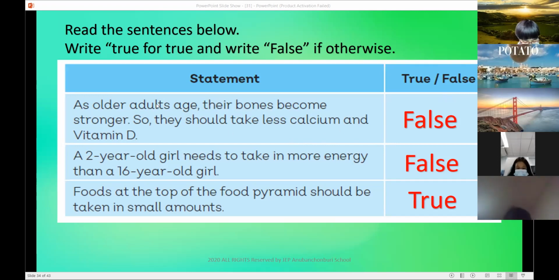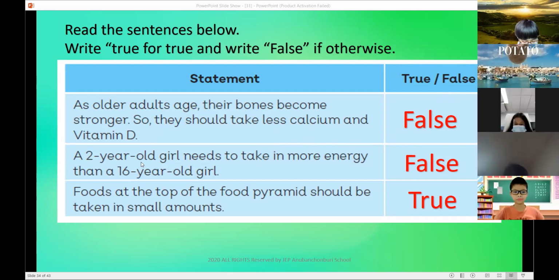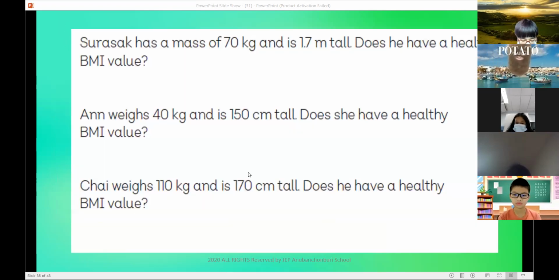As older adults age, their bones become stronger. So they should take less calcium and vitamin D. I will include this one in the quiz next week as well. So it's false, and true. A 2-year-old girl needs to take in more energy than a 16-year-old girl. False. Foods at the top of the food pyramid should be taken in small amounts. True. Okay. So here, is it still found in your book? I think, yeah, in the same page.